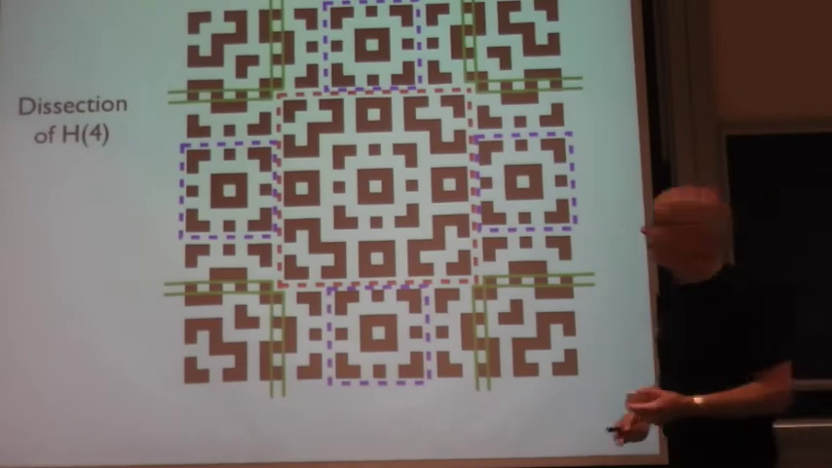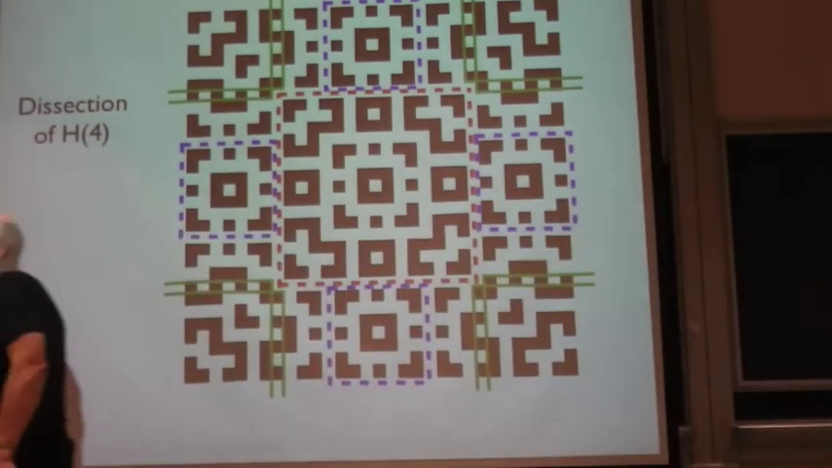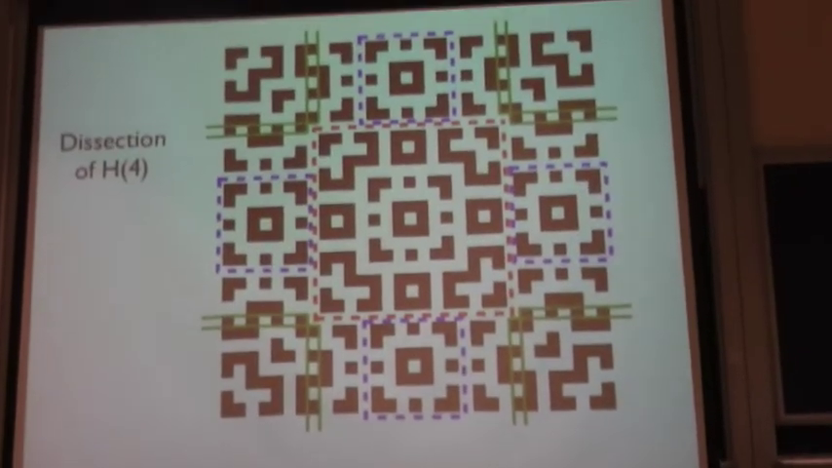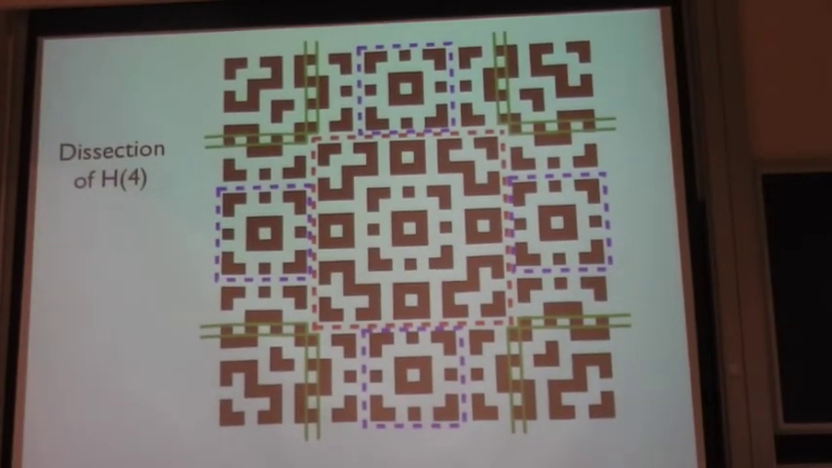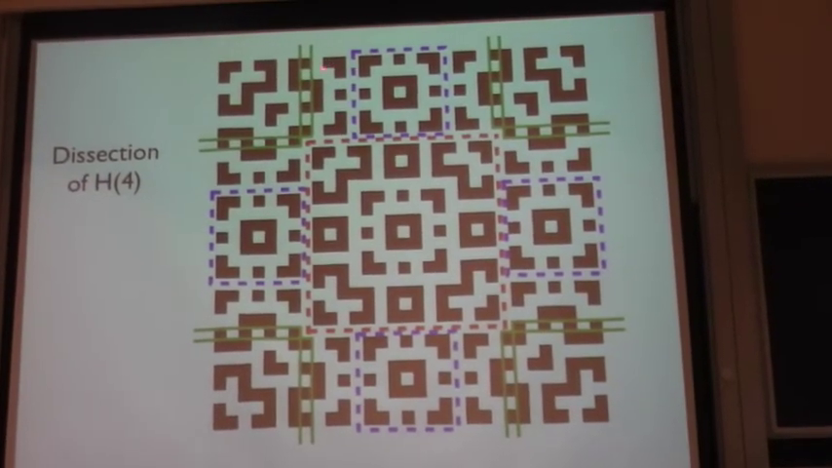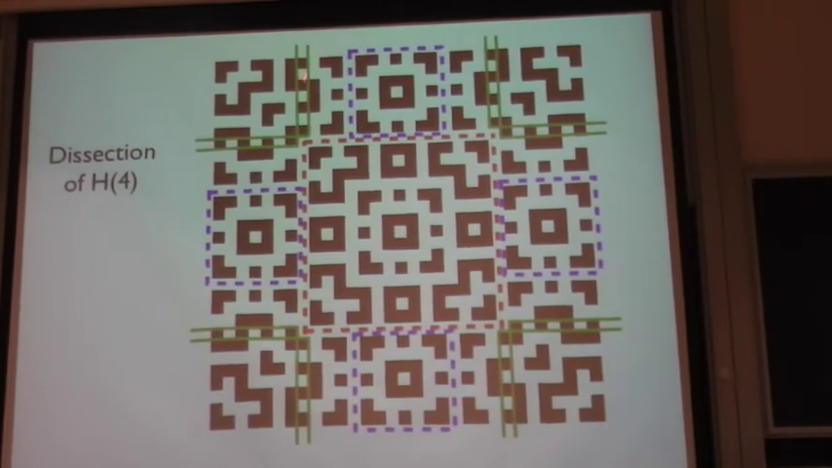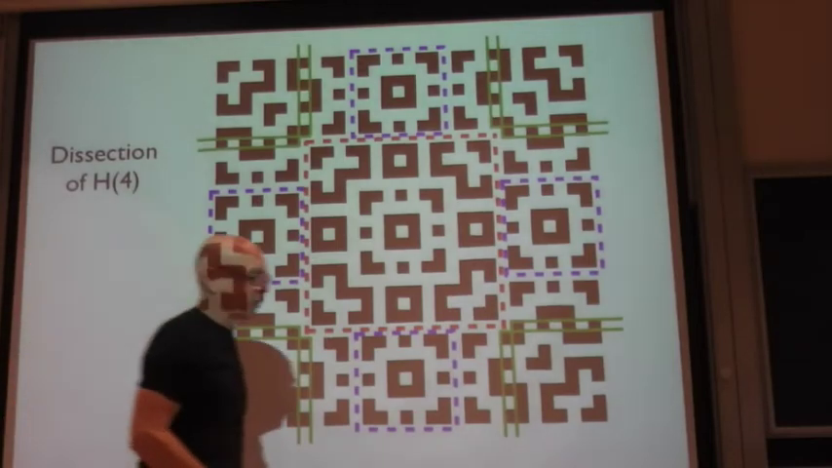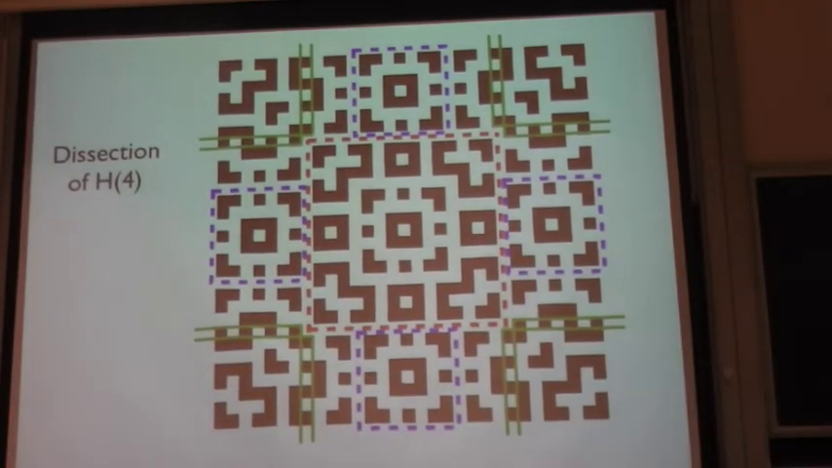If you look at the dissection, you can see why it was tricky to find. What you actually have to do is make cuts through the blocks of black cells. You have to cut here and here, and everything works. So that proves the theorem.